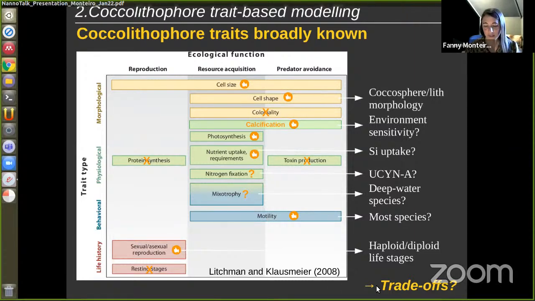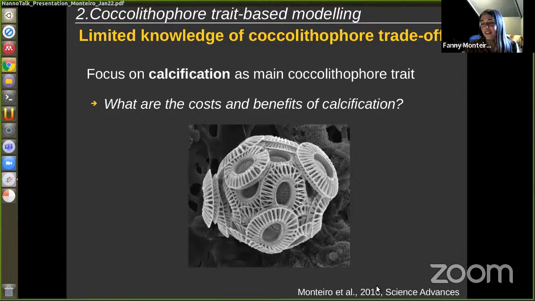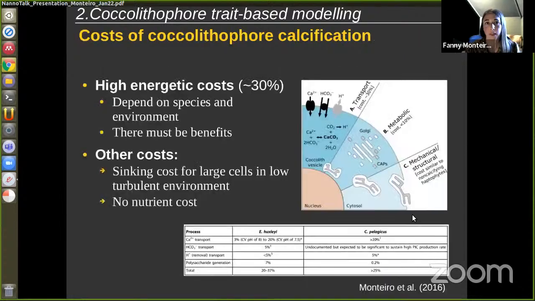What about the trade-offs? Well, this is where things start to be complicated for modeling coccolithophores in a trait-based approach. We have quite limited knowledge of coccolithophore trade-offs. I realized that as soon as I wanted to model coccolithophores, asking coccolithophore experts, so why do they calcify? And they were like, well, we don't really know. So that brought me to this review back in 2016, focusing on calcification as being the main coccolithophore trait. What are the costs and the benefits of calcification in coccolithophores?